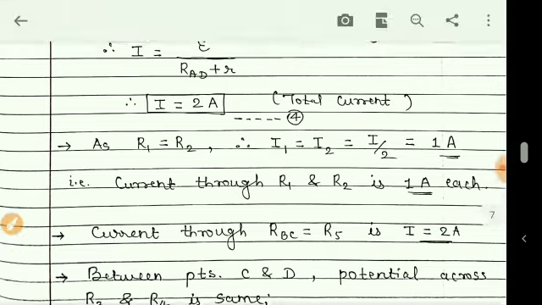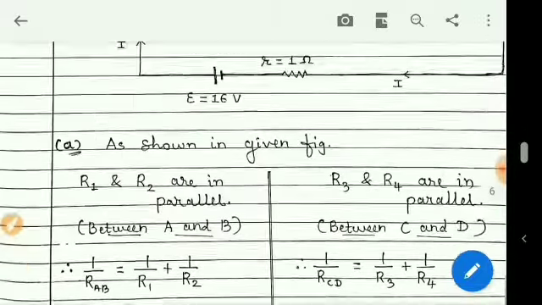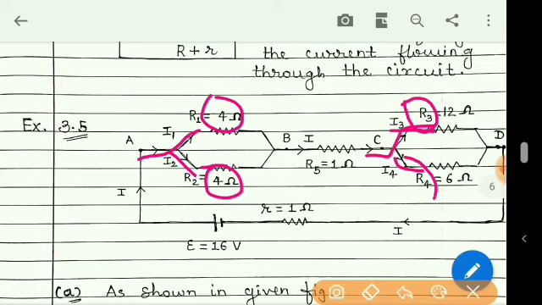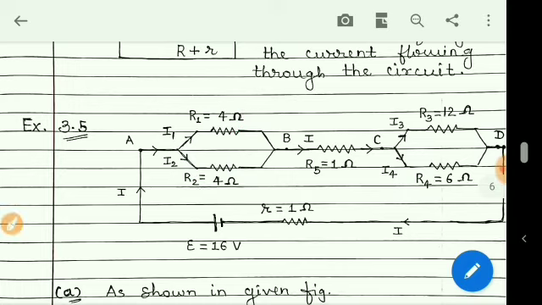Now current flowing through resistor R3 and R4. Students, in this case the resistors were of the same value, and so the current was also divided equally. But now here the values of these two resistors, that is R3 and R4, are different. So in this case what do we have to consider? We have to consider the potential difference across C and D.